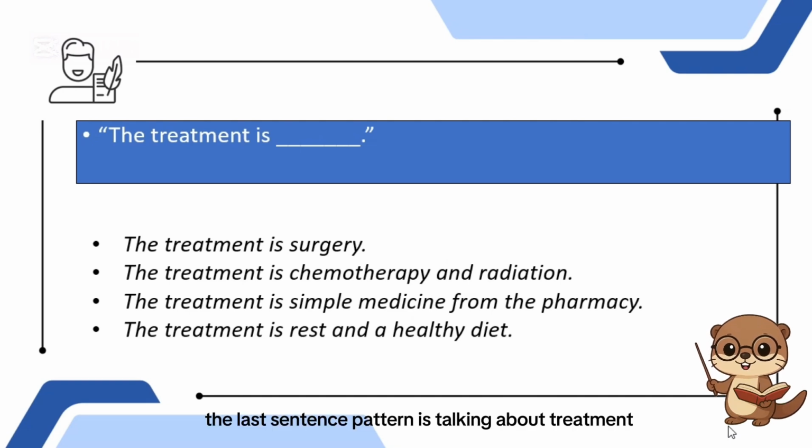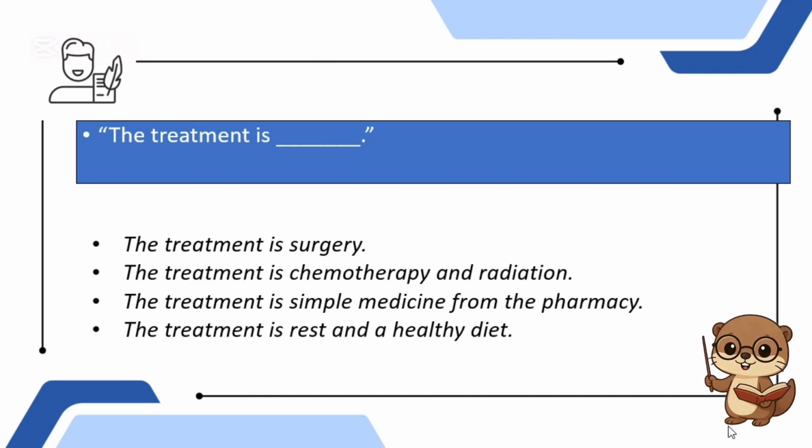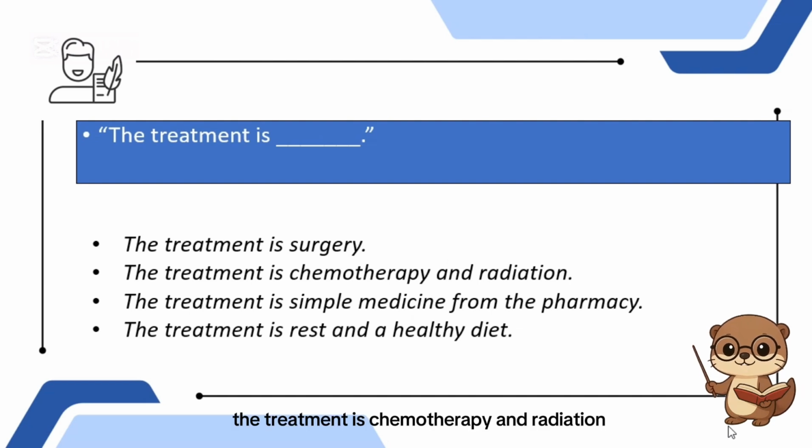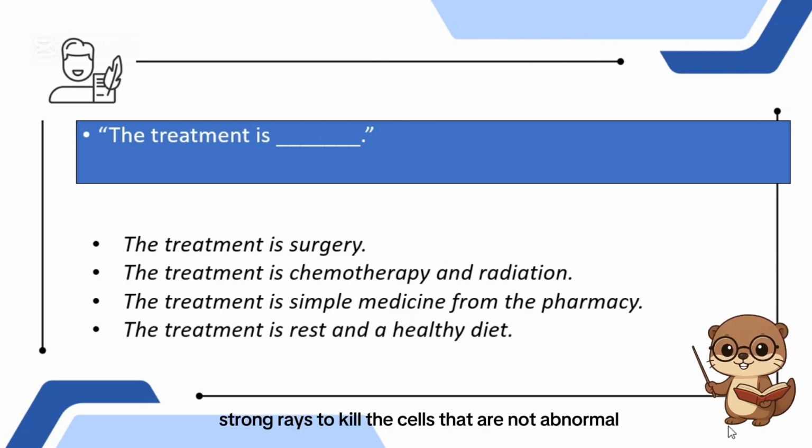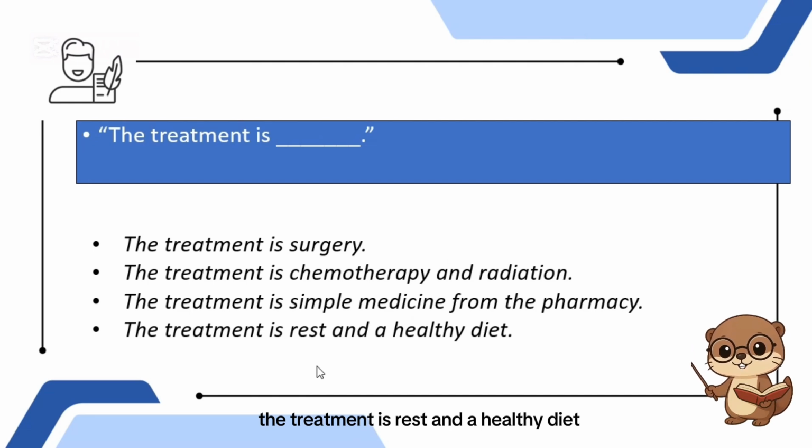The last sentence pattern is talking about the treatment. The treatment is, let's look at example sentences. The treatment is surgery. The treatment is chemotherapy and radiation. We talked about this word last time. Strong rays to kill the cells that are abnormal. The treatment is simple medicine from the pharmacy. The treatment is rest and a healthy diet.